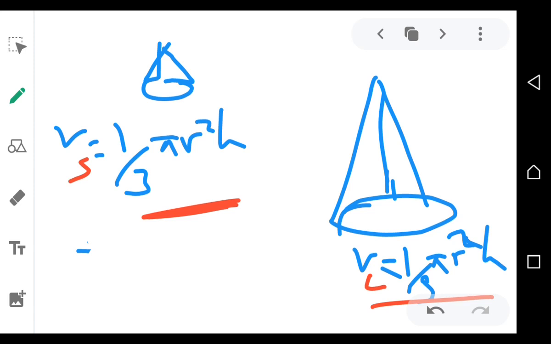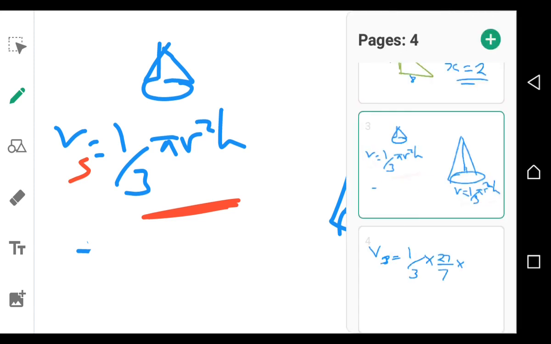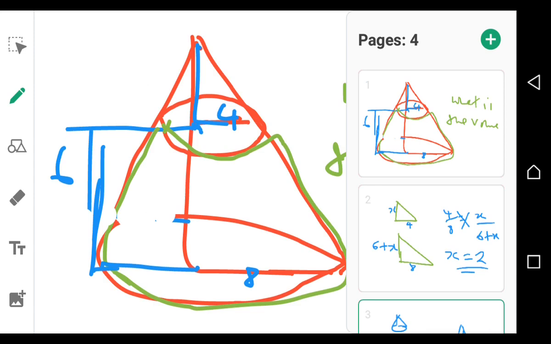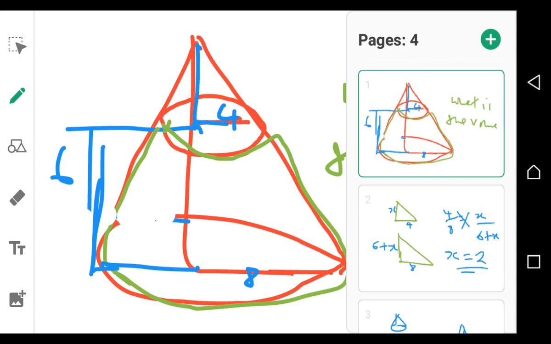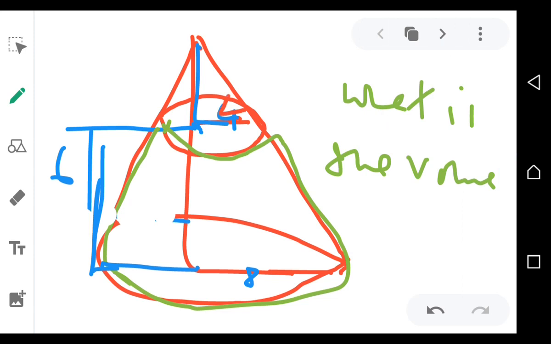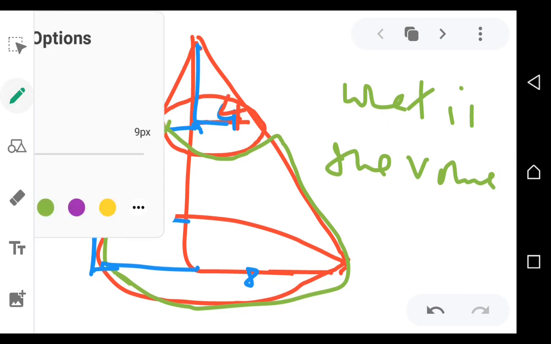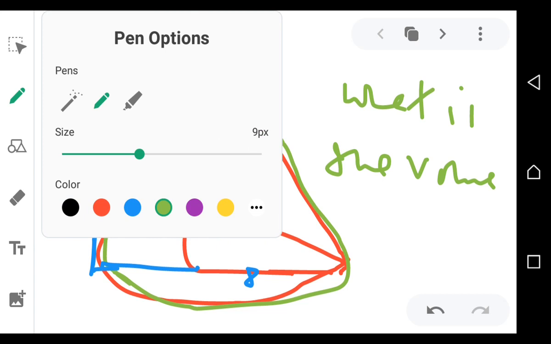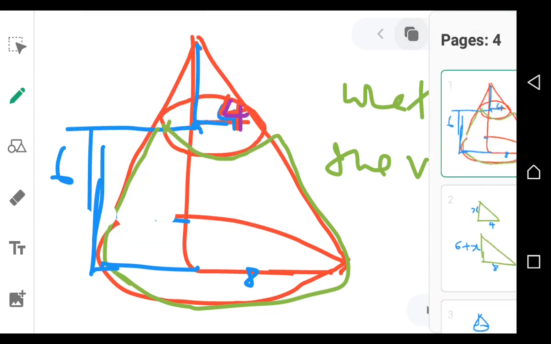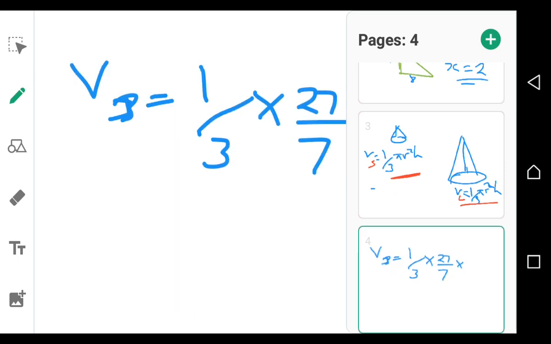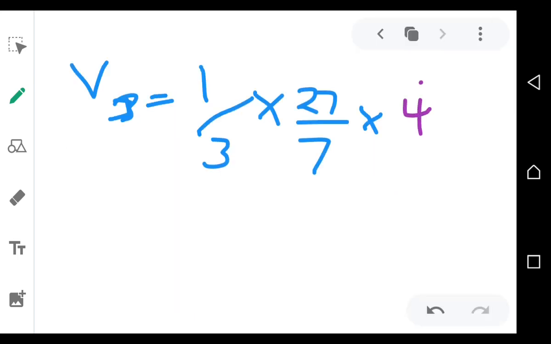So the radius of the smaller circle is 4. From the diagram here, for the smaller pyramid, you can see the red is 4 there. So don't get confused, this is 4 here. So 4 squared, times what is the height? The height is 2. That's the one we found.